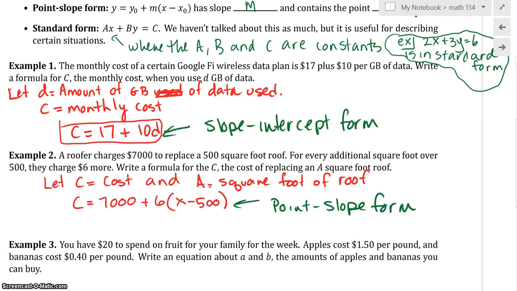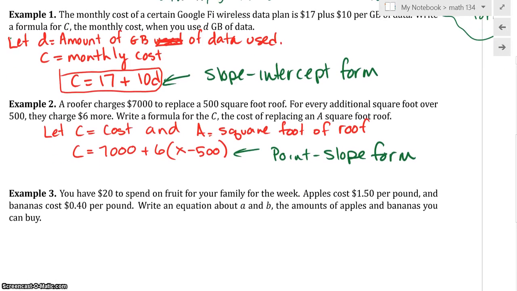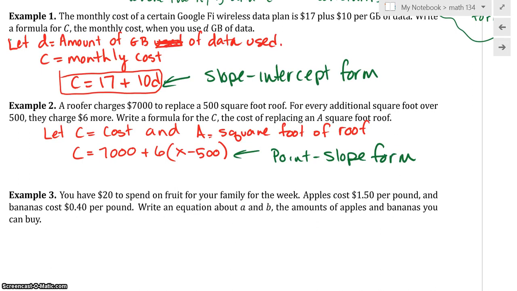Let's look at example 3. If you have $20 to spend on fruit for your family for the week, apples cost $1.50 per pound and bananas cost 40 cents a pound. Write an equation about A and B, the amount of apples and the amount of bananas that you have. So this one is kind of different. You're almost given two rates there, aren't you? And you are not given an initial amount. Well, that's like a total amount, isn't it?